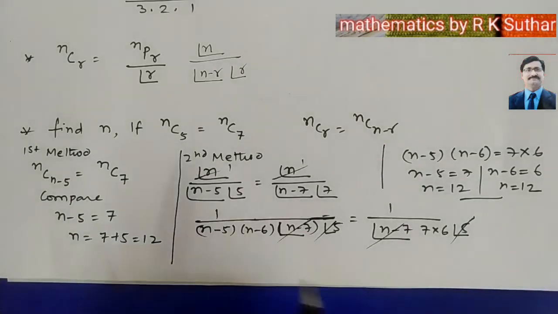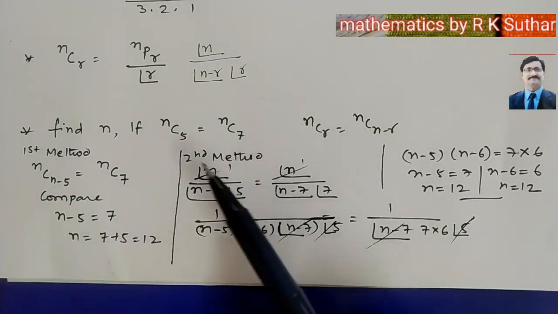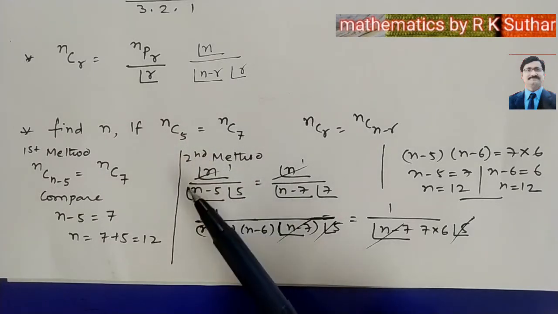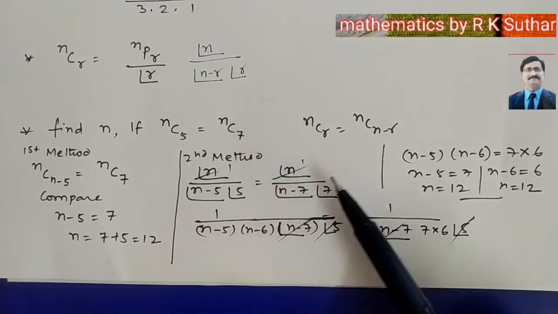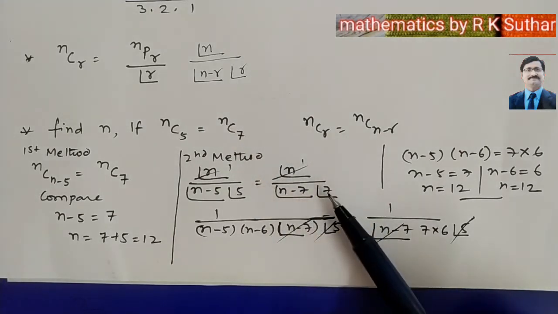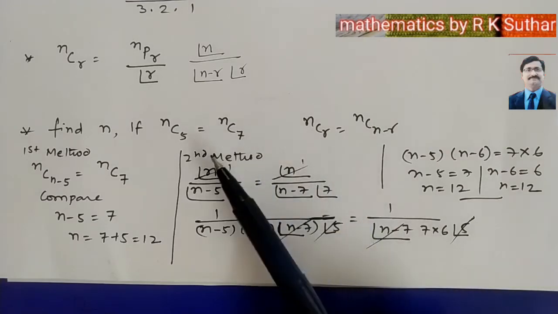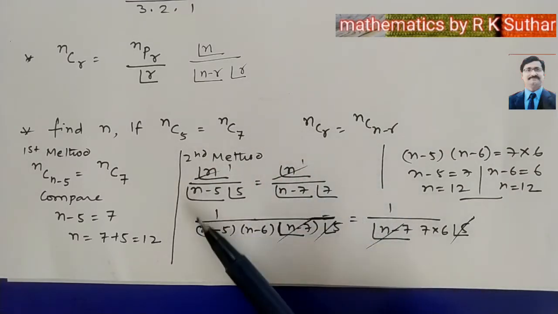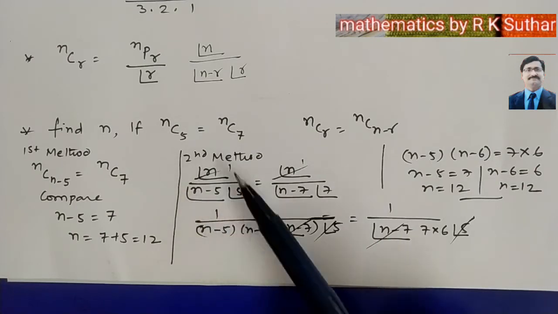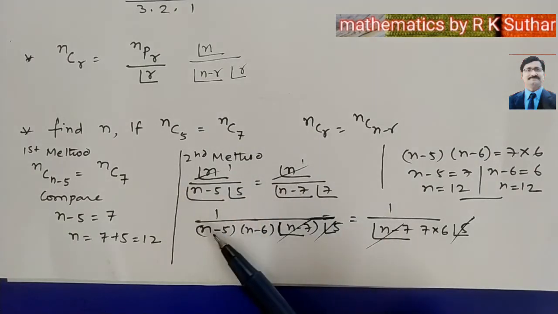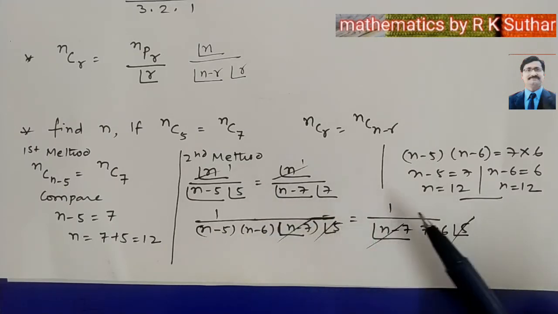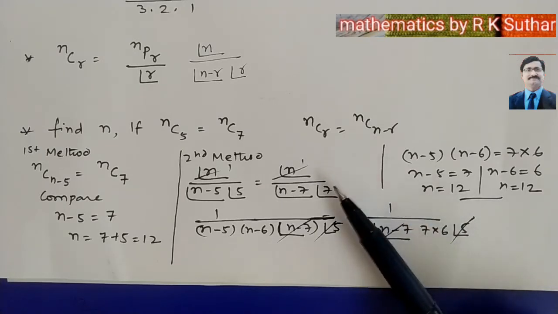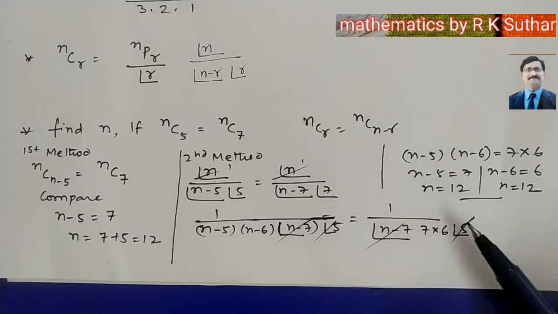Otherwise we can use the formula. nC5 we write as factorial n upon factorial n minus 5 and factorial 5, and nC7 as factorial n upon factorial n minus 7 and factorial 7. The factorial n on both sides we can cancel. Now for the remaining, we open factorial n minus 5 up to n minus 7, so n minus 5, n minus 6 and factorial n minus 7, with factorial 5 as it is. On the right hand side, 1 upon factorial n minus 7 as it is, and factorial 7 we open as 7 into 6 into factorial 5.